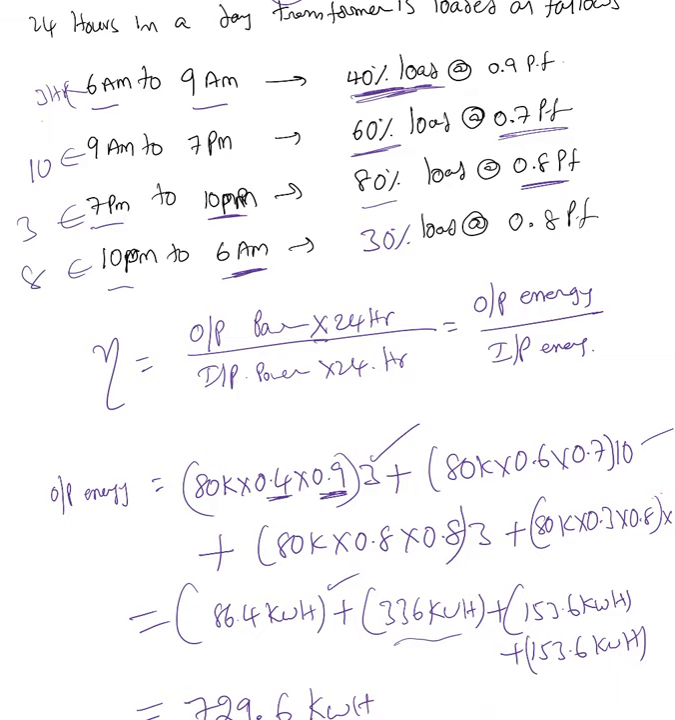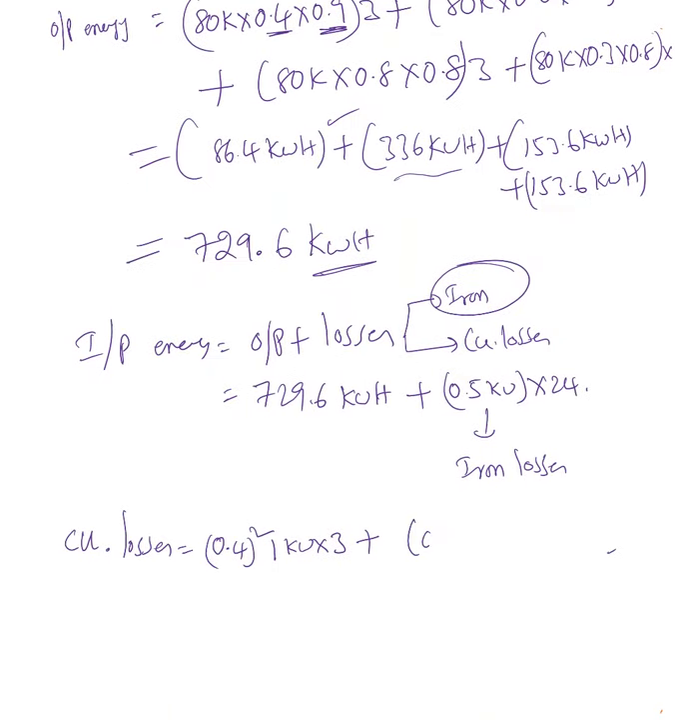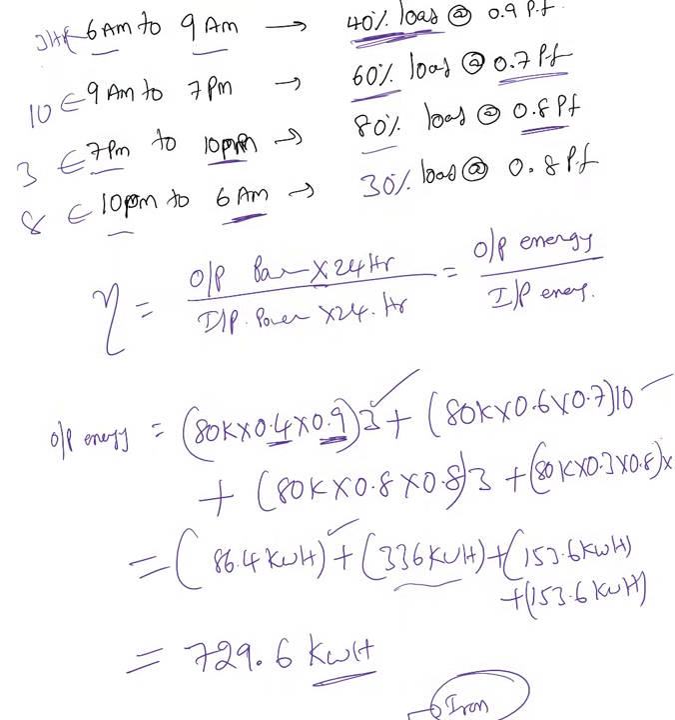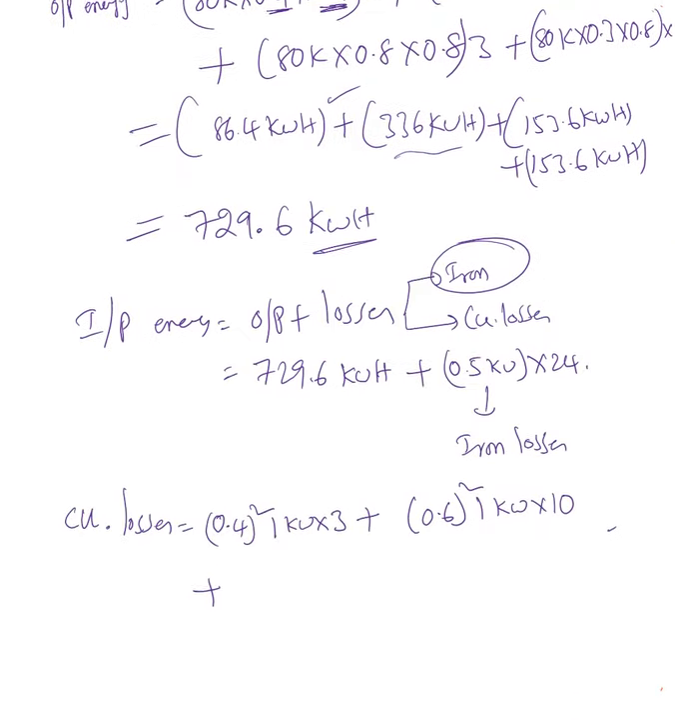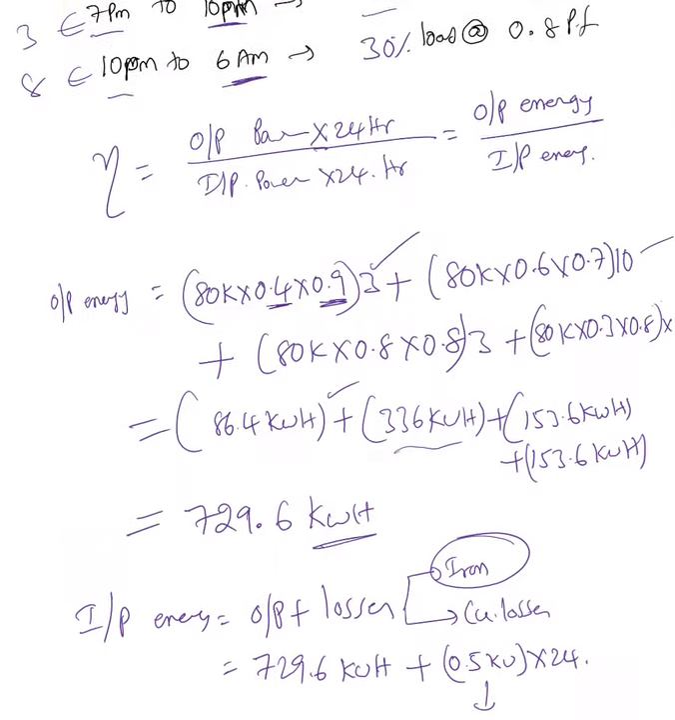The second one is 60%, which is 0.6 square times 1 kilowatt for 10 hours, plus the third one is 80% load for 3 hours, so 0.8 whole square times 1 kilowatt times 3, plus the last load is 30%, 0.3 square times 1 kilowatt times 8 hours. The last one is 8 hours, right?